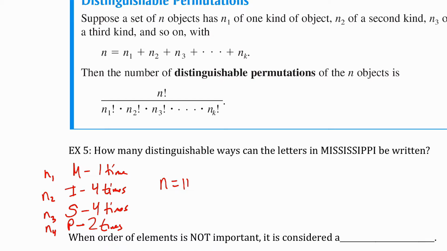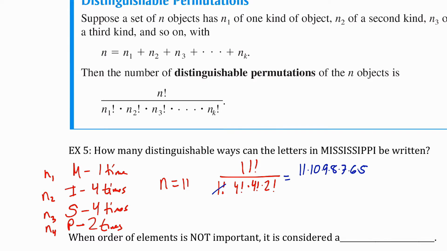So following this formula, we're going to do 11 factorial over 1 factorial, the number of ways we can arrange the letter M, times 4 factorial, times another 4 factorial, times 2 factorial. Now, the 1 factorial is just 1. I'm not going to bother writing that out. Let's cancel it out. 4 factorial, that's 4, 3, 2, 1. Well, there's a 4, 3, 2, 1 in the numerator, so I'm just going to write it out as 11 times 10 times 9, times 9 times 8 times 7 times 6 times 5.